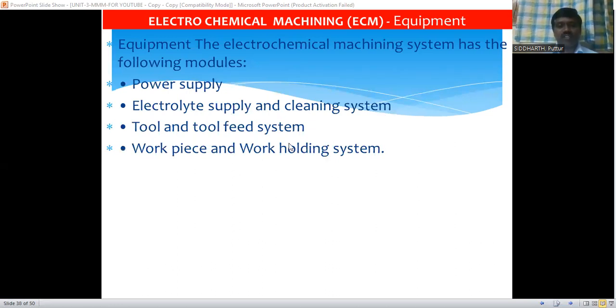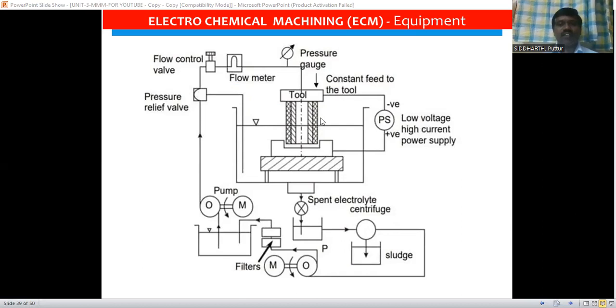Next, the tool and tool feed system. This is the tool. The tool surface is coated with a chemically resistant material, so no machining will happen at those sites, and through this tool we supply the electrolyte. We also discuss how to maintain a constant inter-electrode gap between the tool and workpiece by means of the servo control mechanism, and what tool materials are used to prepare this tool.